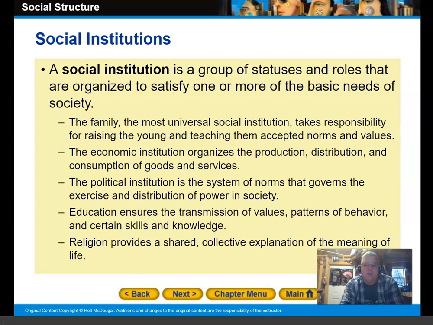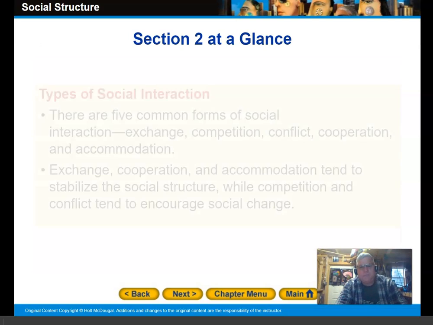Religion provides a shared collective explanation of the meaning of life. And here in the United States, we have multiple definitions for that. However, that's not necessarily the case in all cultures.